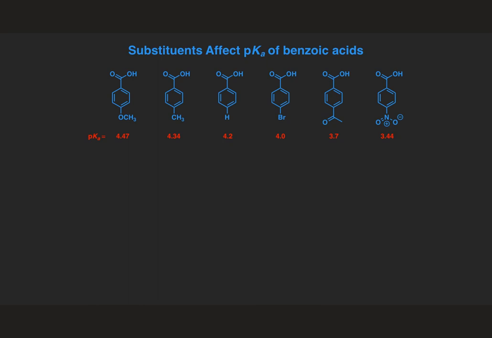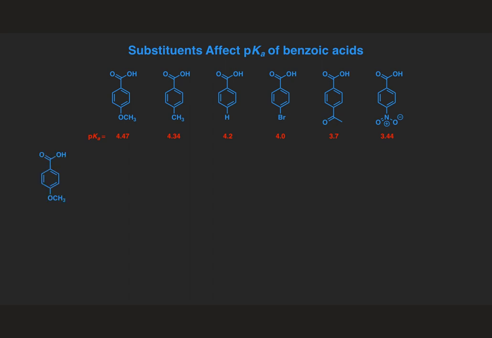Substituents on benzenes can also affect the pKa or the acidity of other functional groups. And so if we look at these substituted benzoic acids, you'll see that the electron-rich benzoic acid has a pKa of about 4.47, and the highly electron-poor benzoic acid has a pKa of about 3.44. Remember that pKa is a logarithmic scale, and so that means that the electron deficient para-nitrobenzoic acid is about 10 times more acidic than the electron rich para-methoxybenzoic acid.